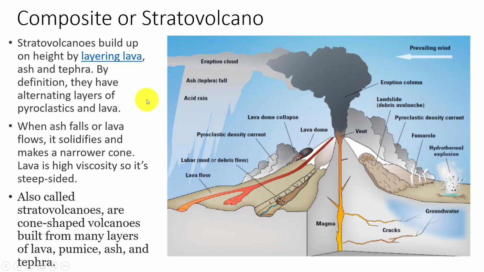Okay, so stratovolcanoes build up in height by layering the lava, ash, and tephra. And so by this definition, there's alternating layers of pyroclastics and lava. When the ash falls and the lava flows, it solidifies and it makes a narrow cone. And the lava has high viscosity, so it runs fast and freely, and it becomes a steep-sided cone. Cone-shaped volcanoes are also known as stratovolcanoes, and they're built from many layers of lava, pumice, ash, and tephra.